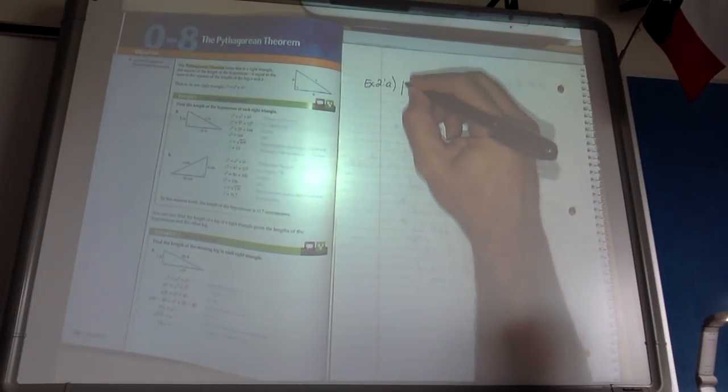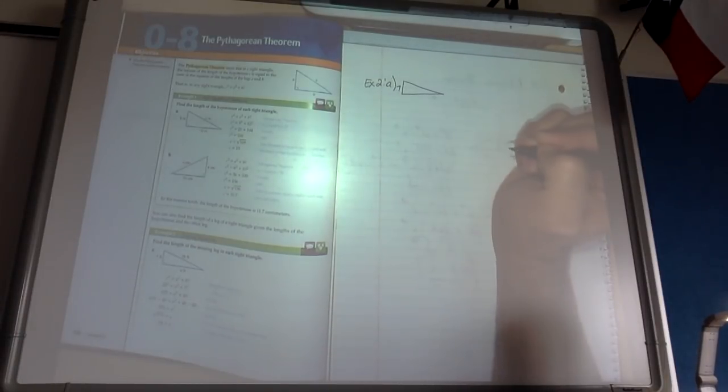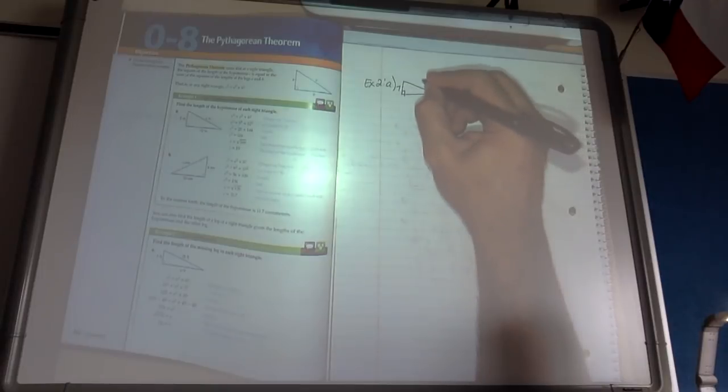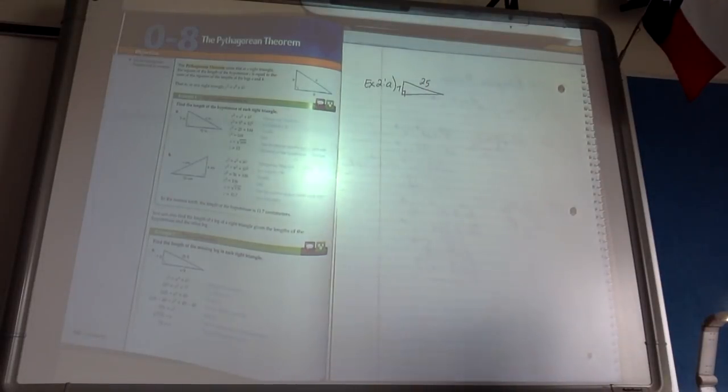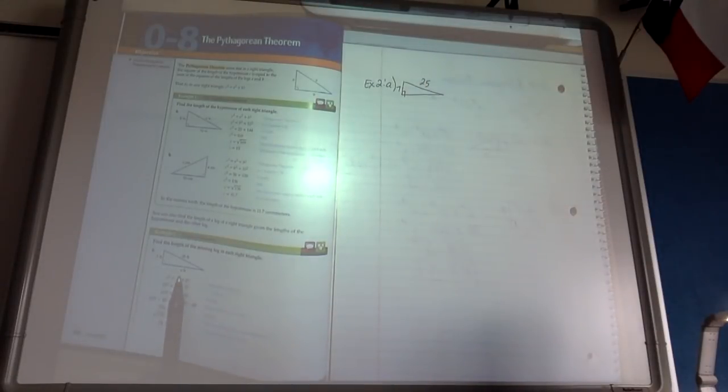So I'm going to draw my triangle. They say that the short leg is 7. This time, they give us the hypotenuse is 25 feet, and I don't know this bottom one. Now, the book calls that long leg A. That's fine. If you know that it's a long leg, I prefer to call it B.